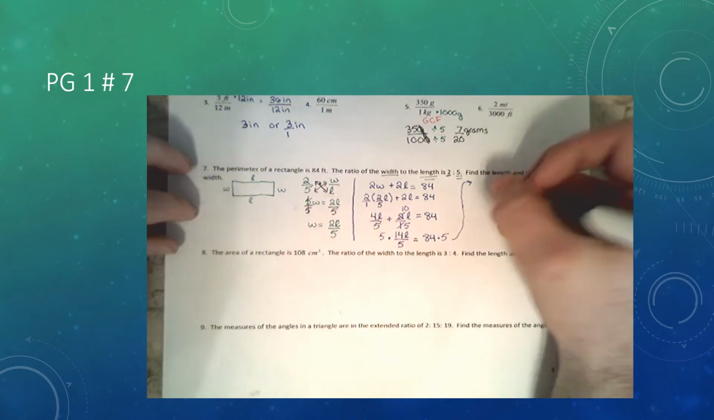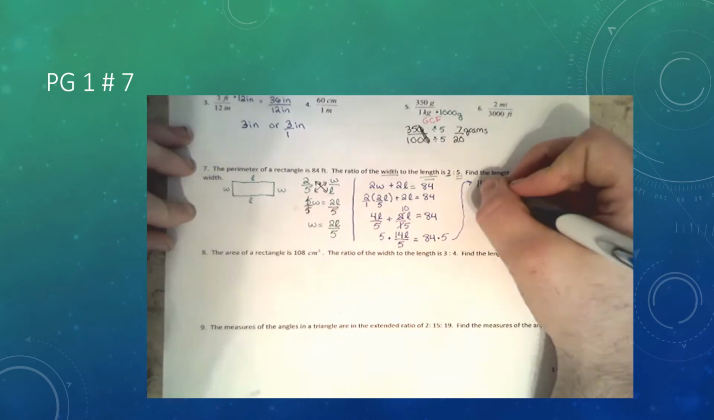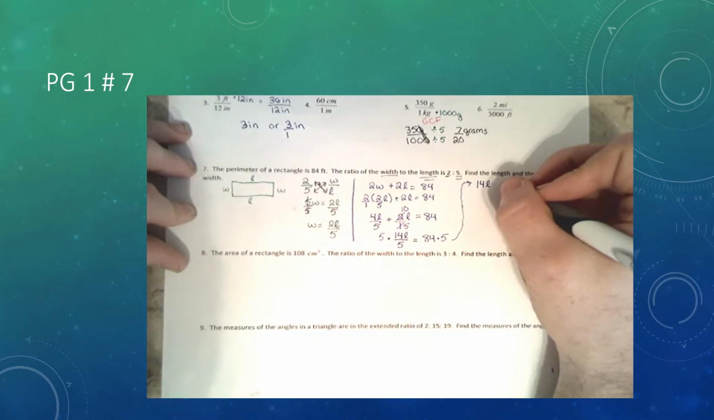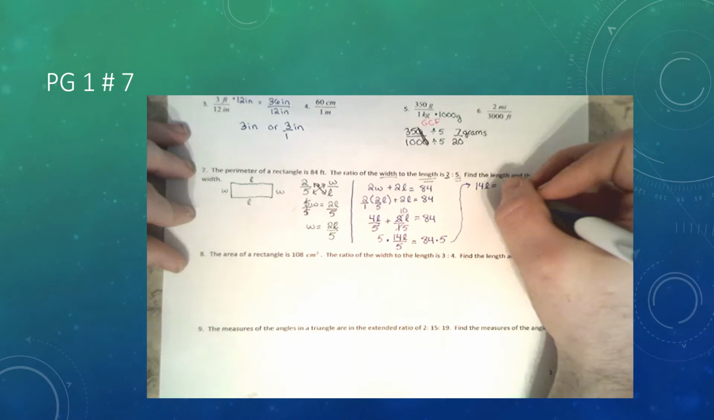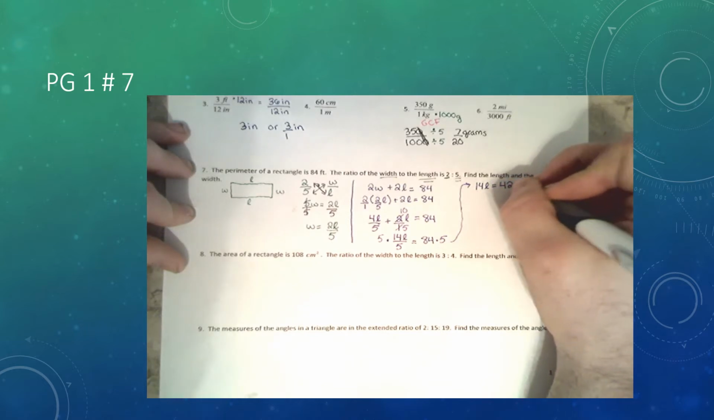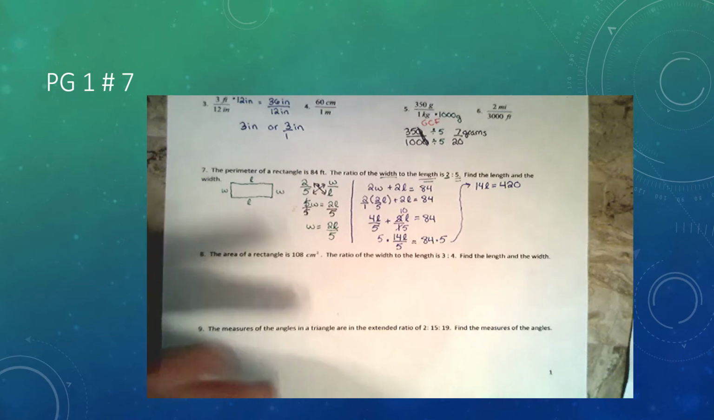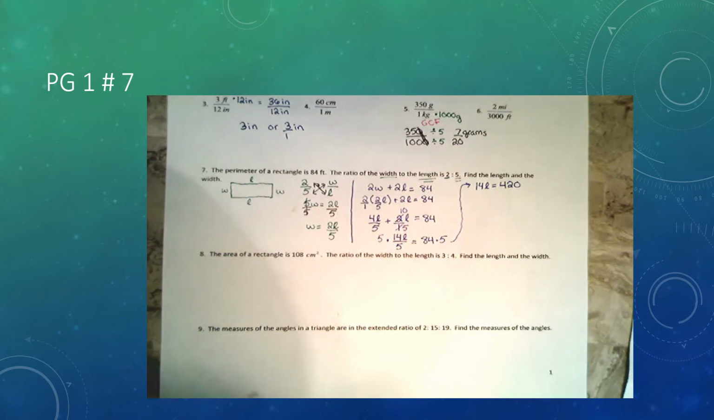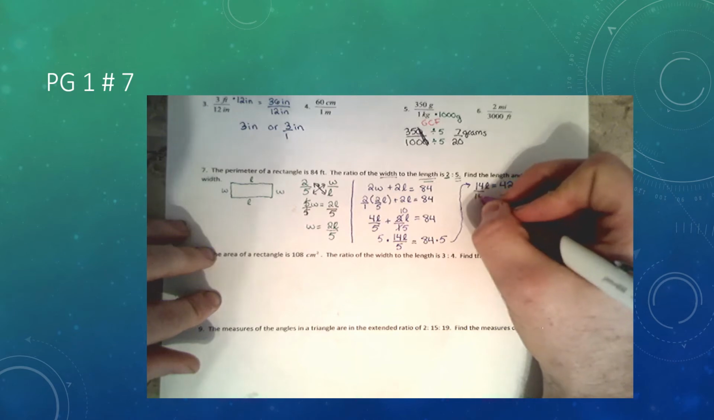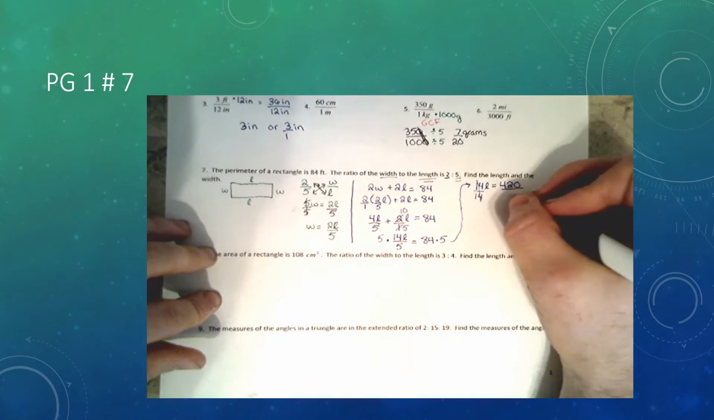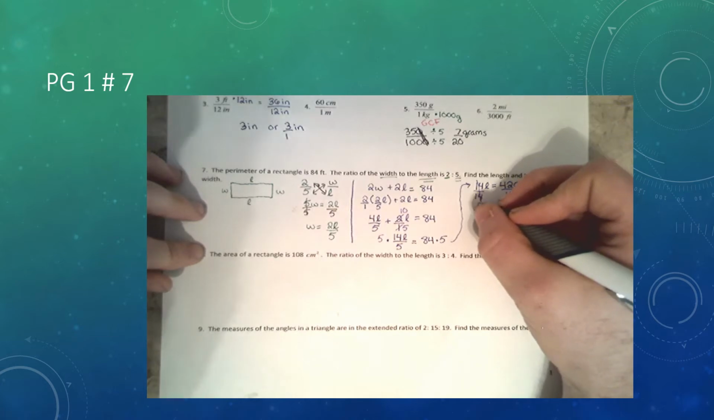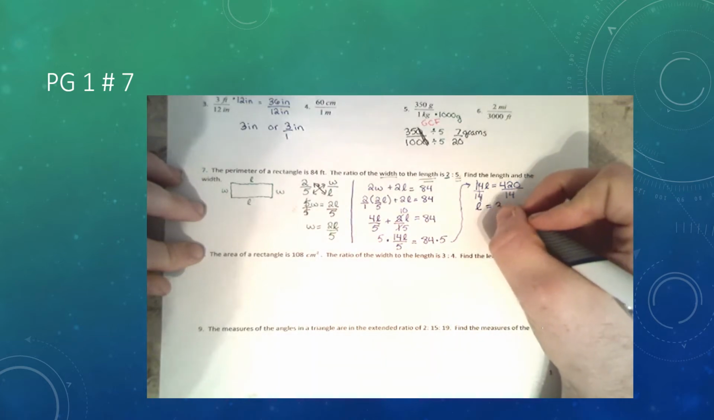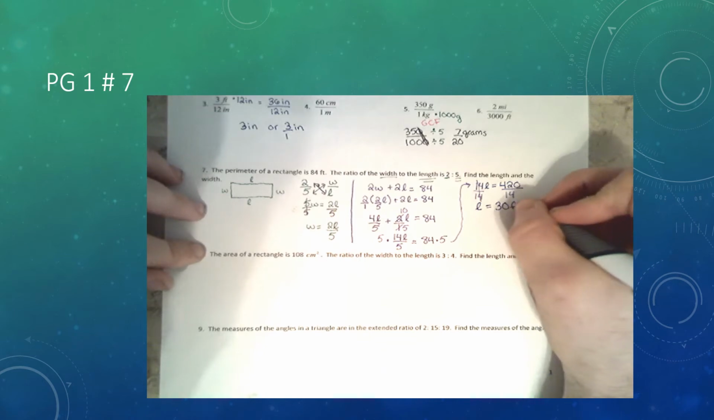So I'm going to have 14L equals 84 times 5 is 420. Now, in order to get L by itself, I need to now divide each side by 14 so that it cancels out over here. 420 divided by 14 is 30. So my length is equal to 30 feet.